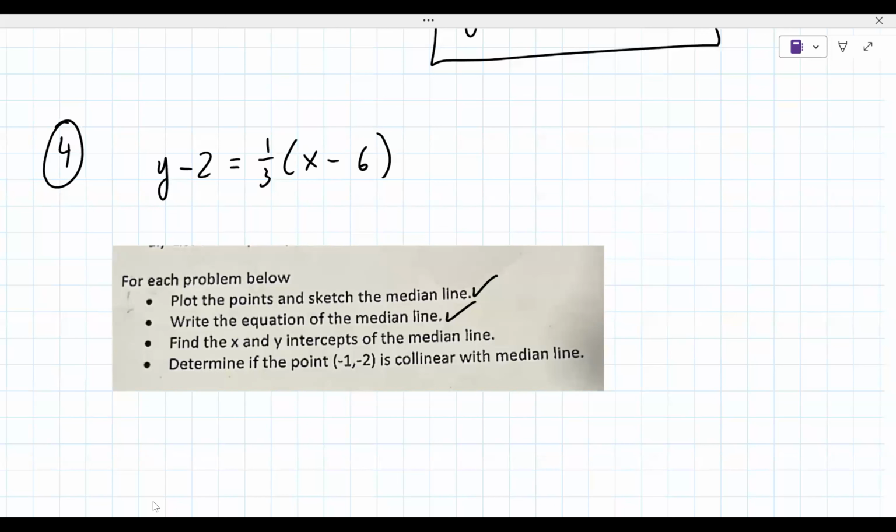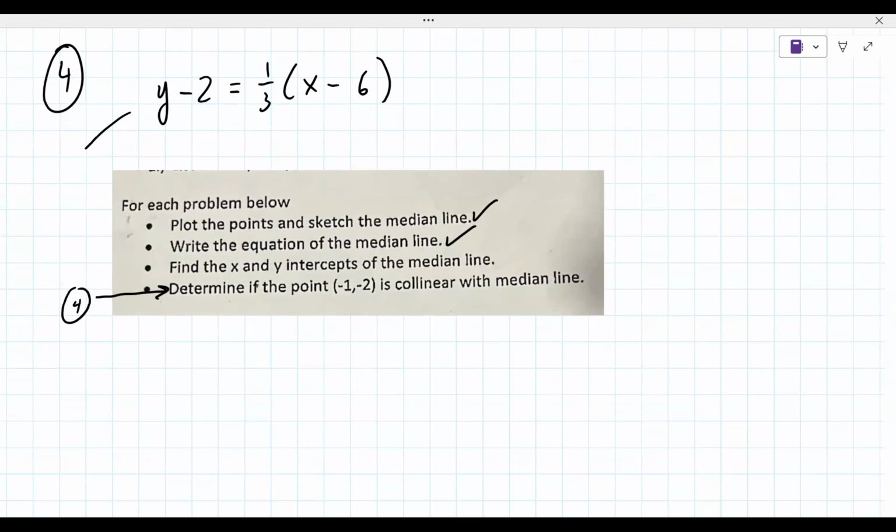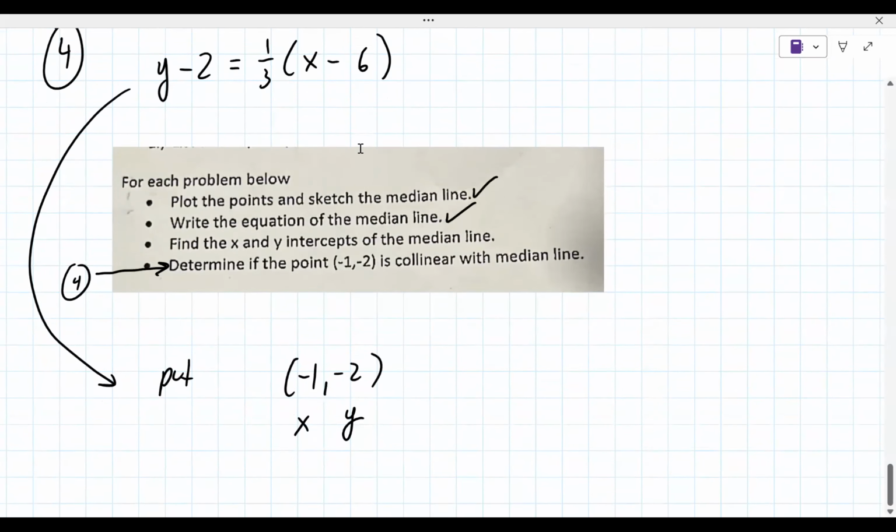I'm just trying to organize my thoughts here. So the x-intercept and the y-intercept, let's actually do this one first. This one here, the fourth one. Okay, this is actually much more straightforward than the other one. You're going to put, in this case, -1 in for x and -2 in for y.